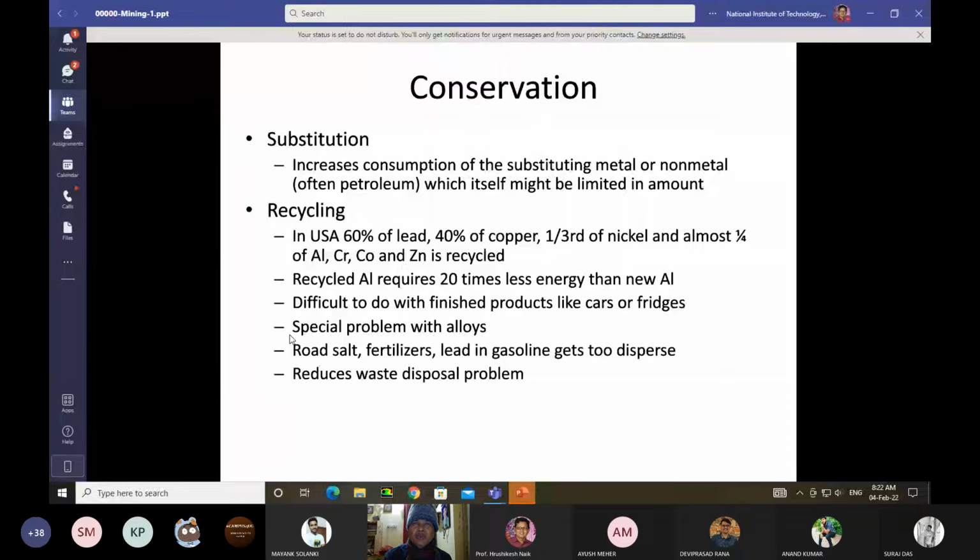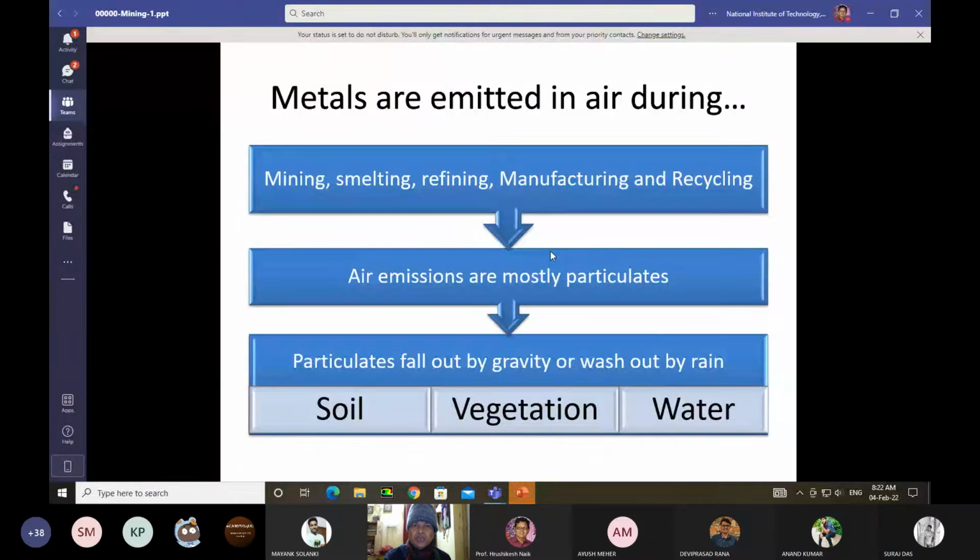Metals are emitted in the air during mining, smelting, refining, manufacturing, and recycling. Because of emission of the metals to the atmosphere, air emissions are mostly particulate matter, and these particulate matters fall out by gravity or wash out by rain. So therefore, the soil is polluted, vegetation is polluted, water is polluted. So there is an impact of mining activities on the environment.